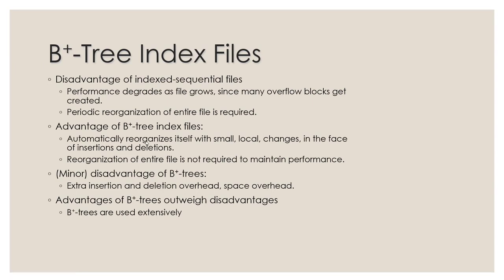With index files, performance degrades as the file gets bigger, since a lot of overflow buckets are created. So it gets messy. It's not a very organized fashion. Some advantages of B plus tree instead of having index sequential files is that with the B plus tree, as you keep adding and deleting data, it's going to automatically reorganize itself. Okay, so it's going to reorganize the entire file.